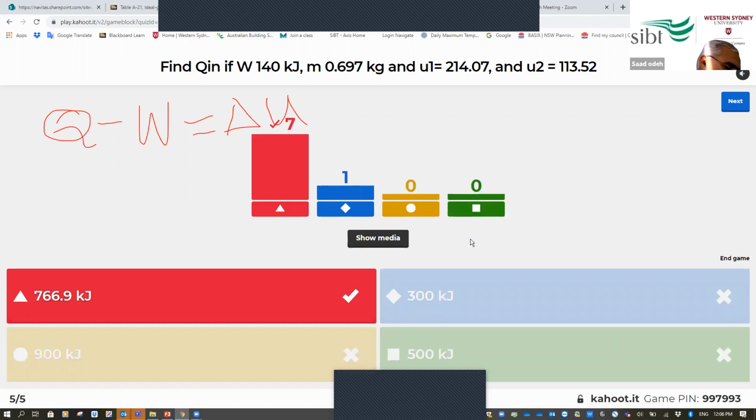Correct. Yeah, it's quite simple. Just substitute the values for U2 and U1, and you have the mass. Of course, don't forget to put the mass here, multiplied by the difference in U, to find out Q in, how much heat we added to the cylinder. Right? Any question before we finish this?